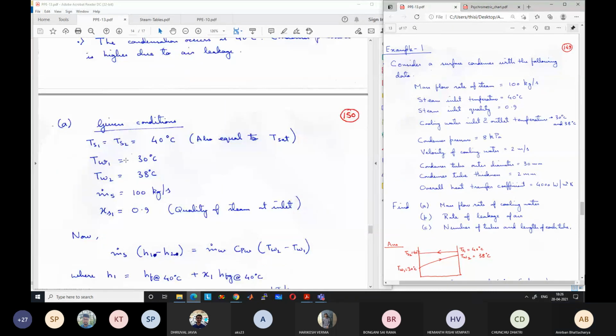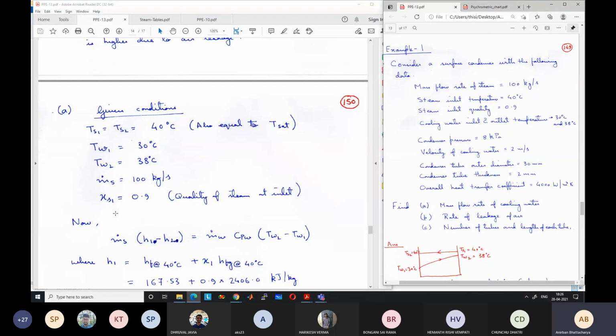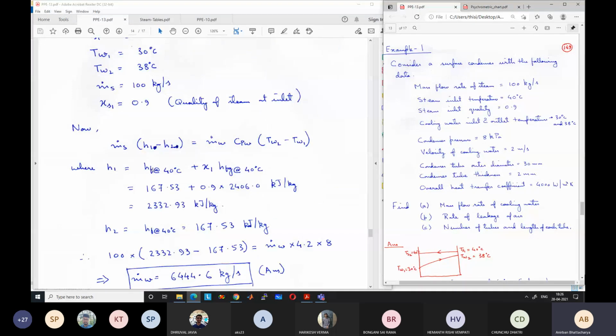TW1 is 30 degree, TW2 is equal to 38 degree. Mass flow rate of steam is given as 100 kg per second, and quality at inlet is 0.9. By energy balance between the steam and the water, the energy transferred from the steam is equal to m dot s into H1 minus H2. The state of the steam changes from state 1 to state 2. So for mass flow rate of steam m dot s, we have m dot s into H1 minus H2 equal to the change of energy of the steam.